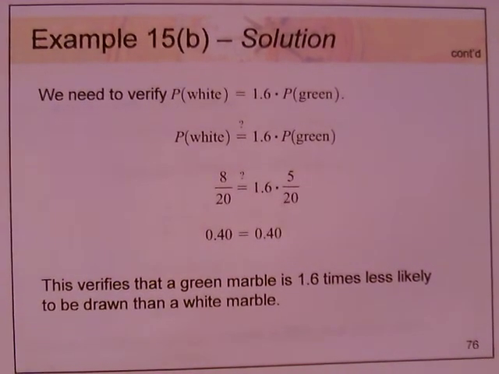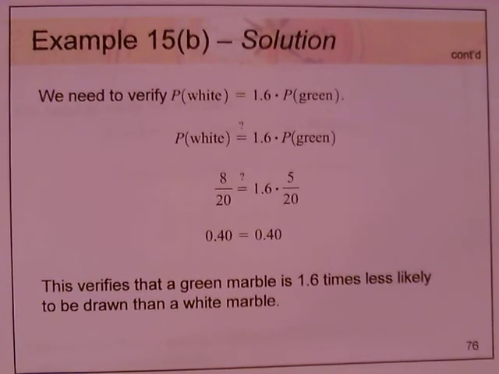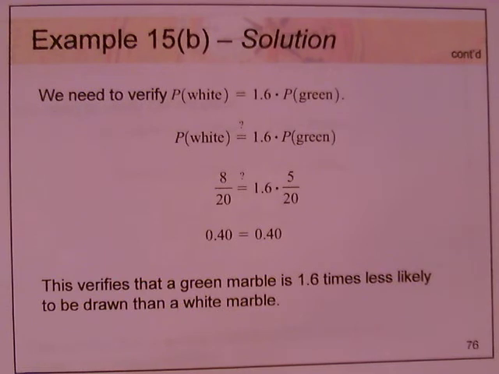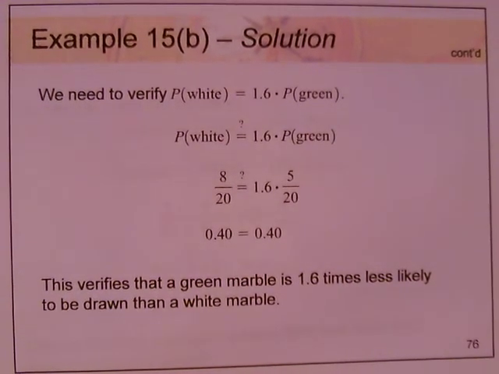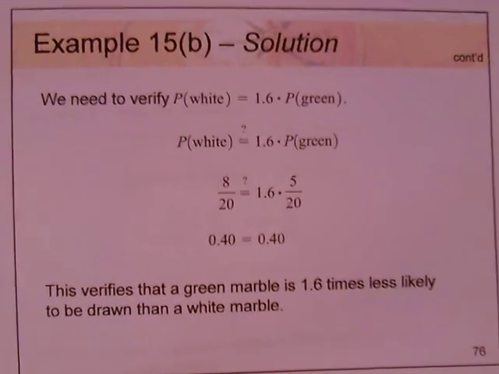So here the probability of a white marble is 8/20ths, and then that should equal 1.6 times the probability of getting a green marble, 5 out of 20. Well, 8/20ths as a decimal will be 0.40, and the 5/20ths will be 0.25. So 1.6 times 0.25 will give you 0.40 as well. So we verified that the green marble is 1.6 times less likely to be drawn than a white marble.